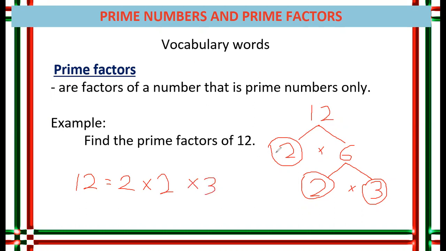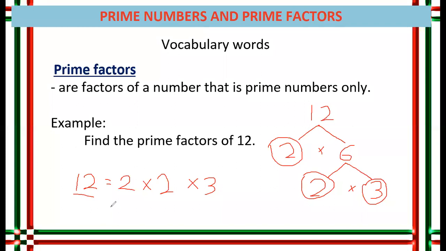So how many 2s do we have? 1, 2, and 1, 3. Now let's check. 2 times 2 is 4, correct? And times 3 is 12. So we have done it correctly. Okay.